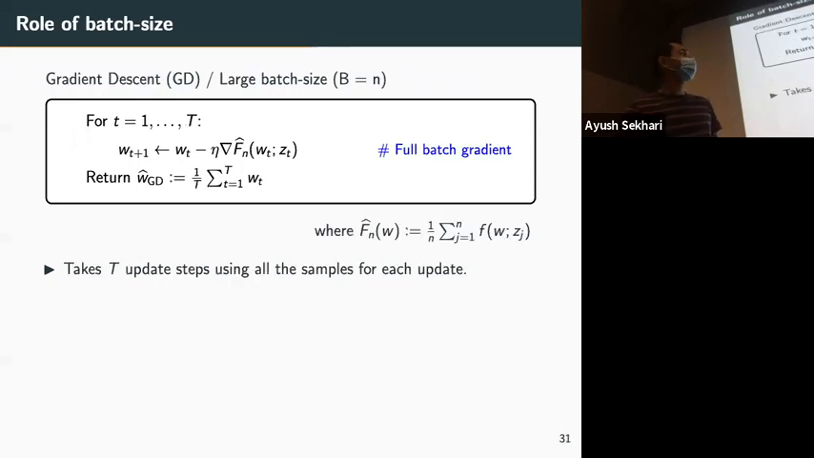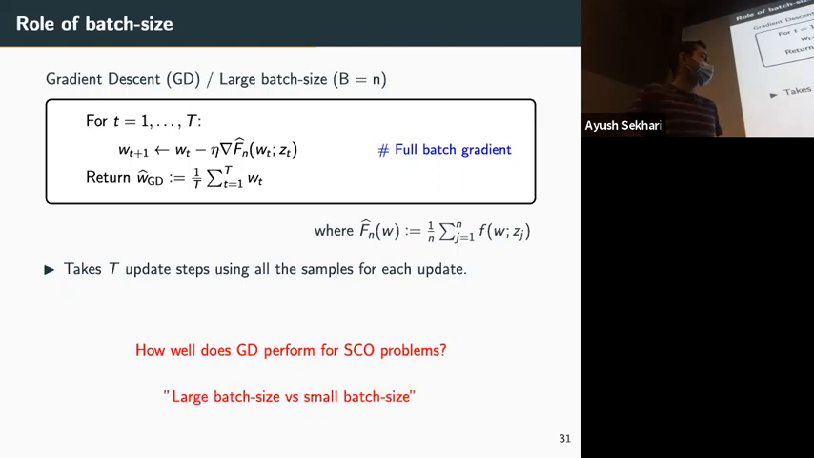On the other extreme, you have large batch size methods, which use all the data points for every update. This large batch size method, the GD algorithm, takes t steps of updates, and for every step uses the entire training sample to compute a gradient. The question we are interested in is how well does GD compared to SGD perform for SCO problems, or how well does large batch size perform in comparison to small batch size methods?